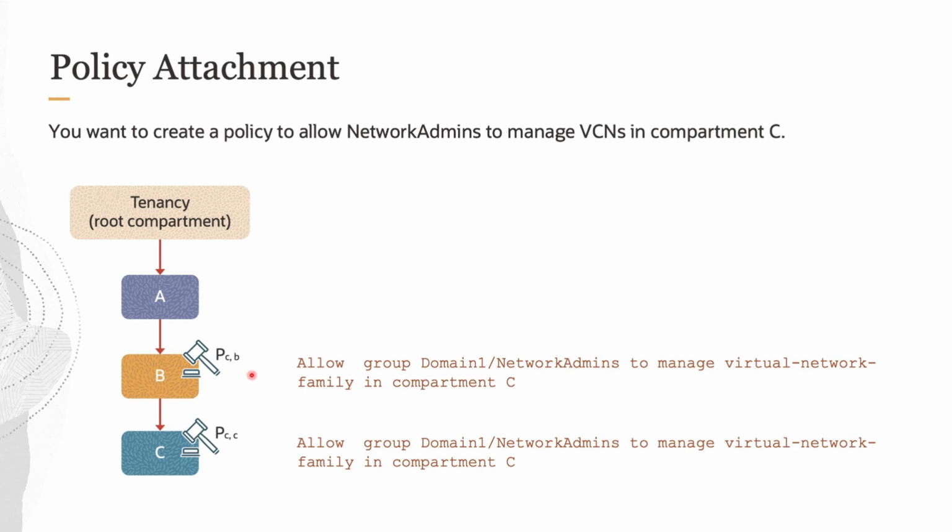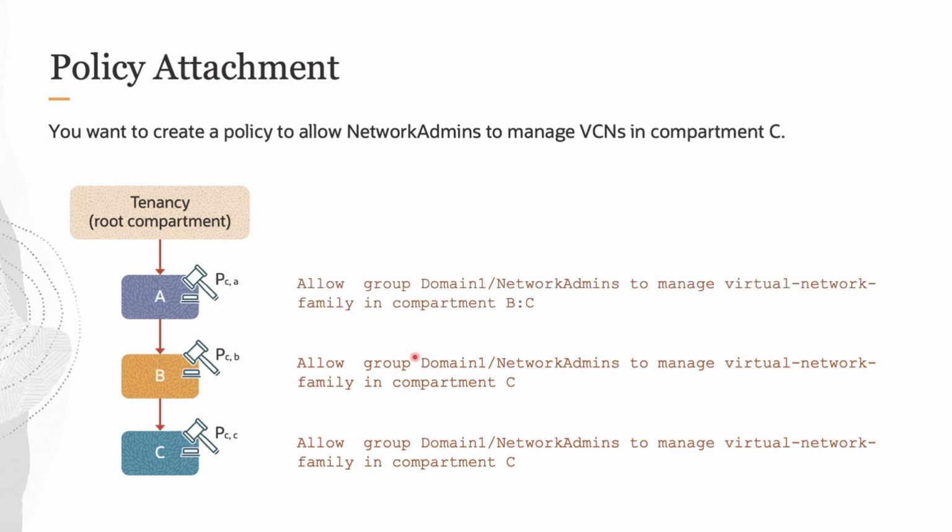And because of the principle of inheritance, if you write it here, users of the network admin group can still manage networks in compartment C because B is the parent compartment of C. But now only a user who has permission to manage policies in compartment B can update or delete the policy, not the user who has permission for compartment C. And also you can write a policy and attach it to compartment A, and the same principle of inheritance applies.